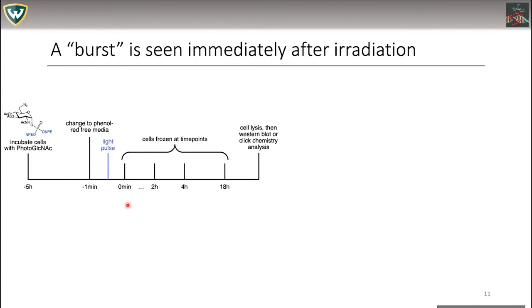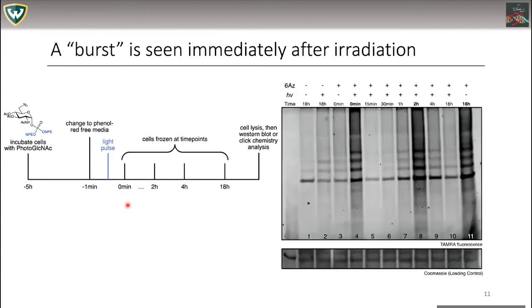And so when we first did this, we wanted to test a variety of time points, short and long. And we saw this really awesome burst as soon as we had finished irradiating. So at time zero, as I like to call it, this is after 10 minutes in the light box. I removed the plate from the light box, immediately removed the media, washed the cells, and put them in the minus 80. So this is stopping everything right after we are done with the light box.